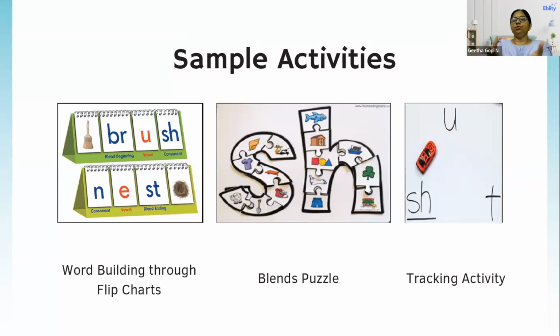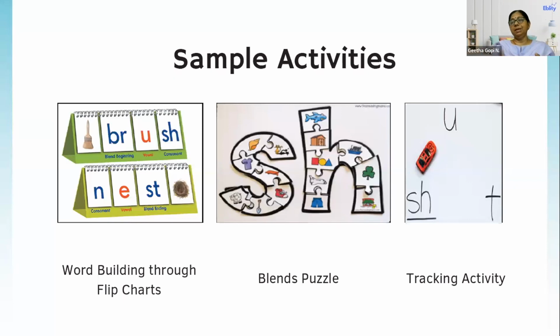With some children, even if you don't have a toy car or something, you can even do it on their hands. Sometimes I just ask them to hold up their hands and do b, a, t, bat, or the other way around. B, a, t, or sh, a, t. So, doing it faster helps them in blending the sounds. Similar things can be used for segmenting also.